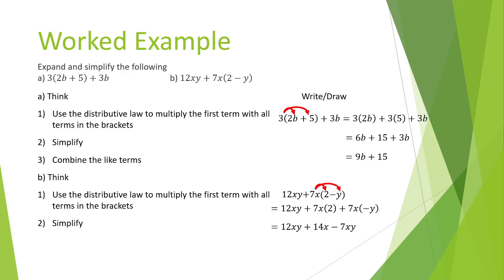And again, we've got like terms there, we've got 12xy and negative 7xy. We can simplify them by combining them and becoming 5xy, because 12xy minus 7xy becomes 5xy. And then we've got that plus 14x just left there at the end. And again, we can't combine those any further because they're not like terms.